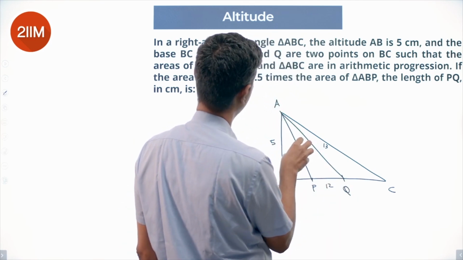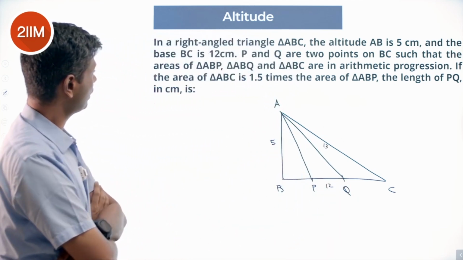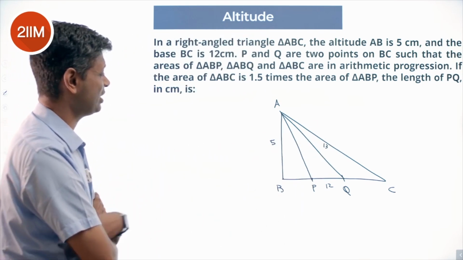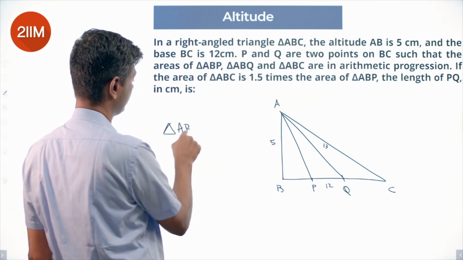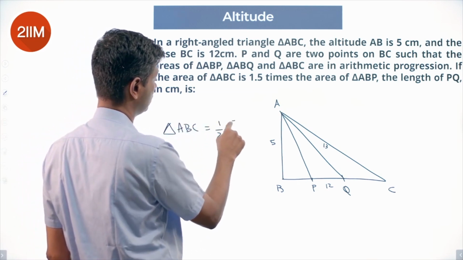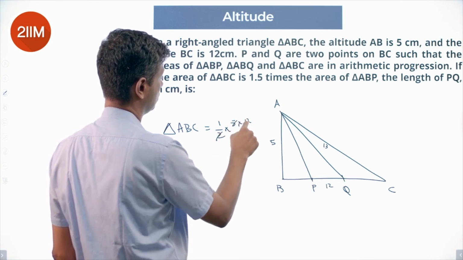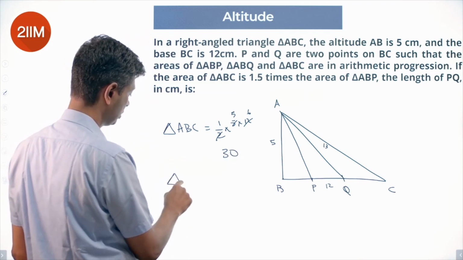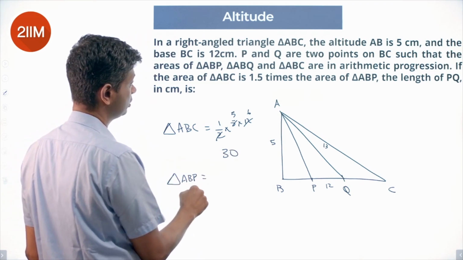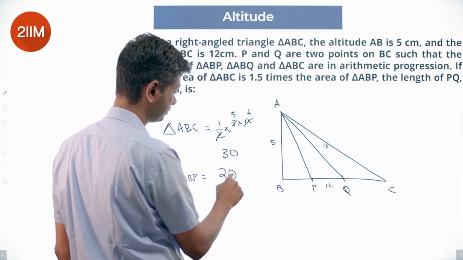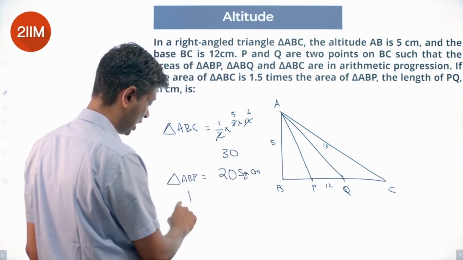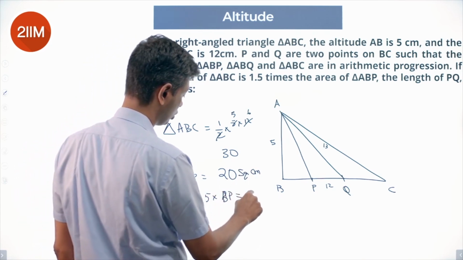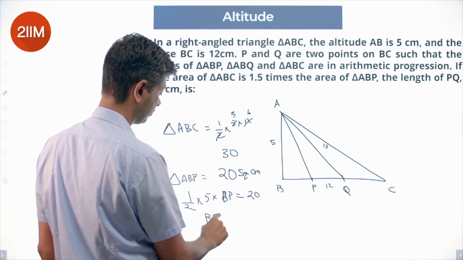The area of triangle ABC is 1.5 times the area of triangle ABP. Nice. The area of triangle ABC is half into 5 into 12, which is 5 into 6, 30. So the area of triangle ABP equals 30 into 2 by 3, which is 20. Half into 5 into BP is 20, or BP is 8 centimeters.